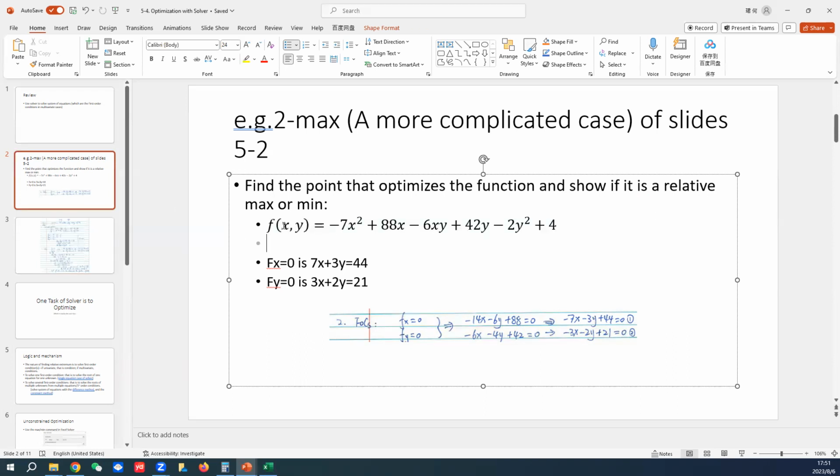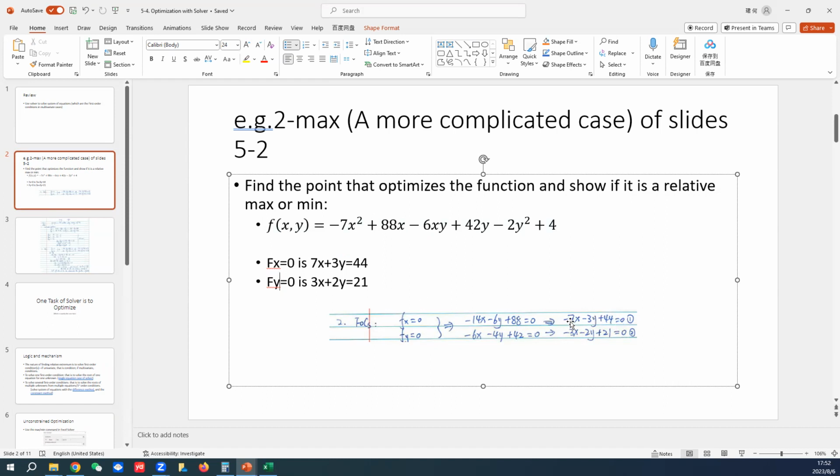Okay, so here in order to solve for the first order conditions, we actually have two equations, right? We derive the first order derivative of this function with respect to x and set that equal to 0, and we derive the first order derivative with respect to y and set that equal to 0. And here we have two equations. The first one is -7 minus 7x minus 3y plus 44 equals 0.